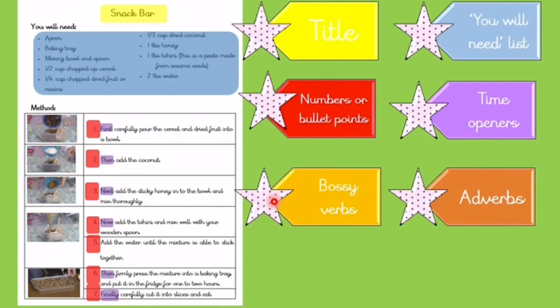Next, I have got my bossy verbs. So those are my imperative verbs, words such as mix, stir. Those are highlighted there in orange colour. So I've got pour, add, add, add. Lots of add in this instructions, this recipe, because it's making something and we're often adding something to a bowl. Press, put, and cut. So those are my bossy verbs.